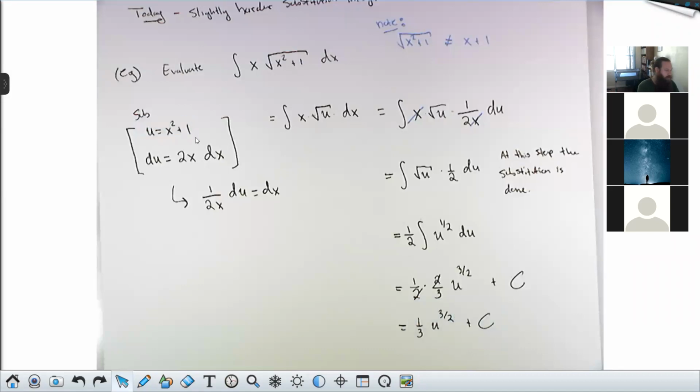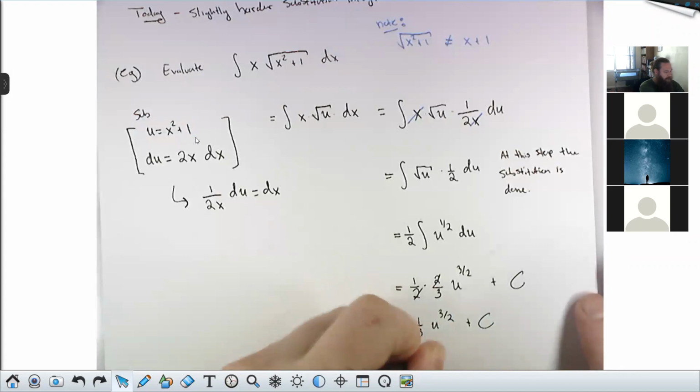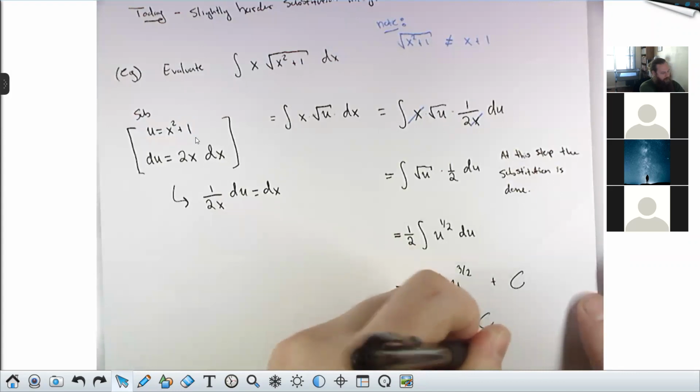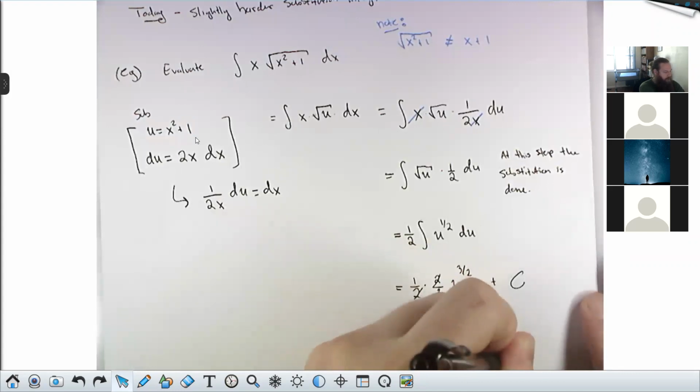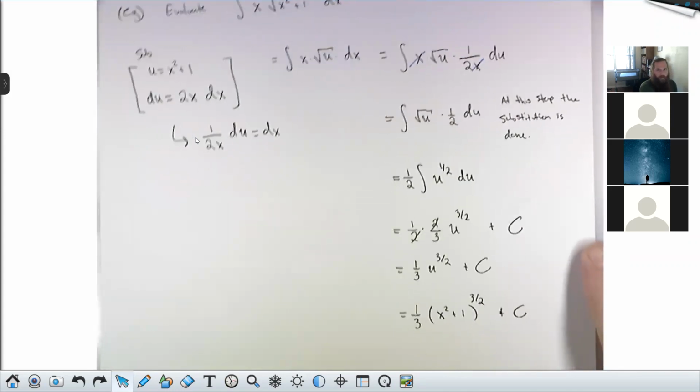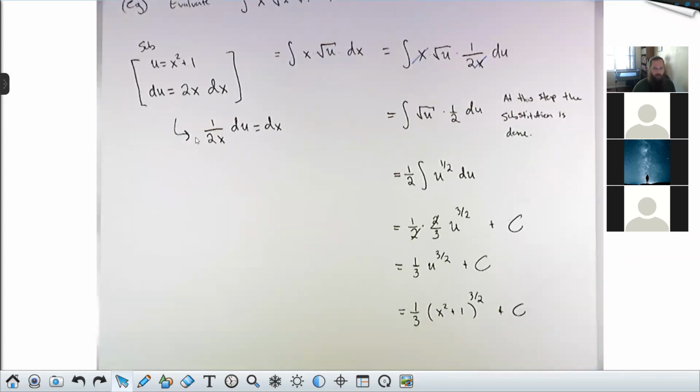And u was x squared plus 1, so this is going to be 1/3 parentheses x squared plus 1 to the 3/2 plus c. And just like we couldn't distribute the square root, we can't distribute this power. I cannot give this power to these pieces separately. So this would be our final answer.